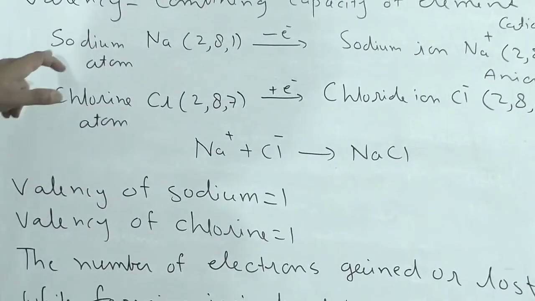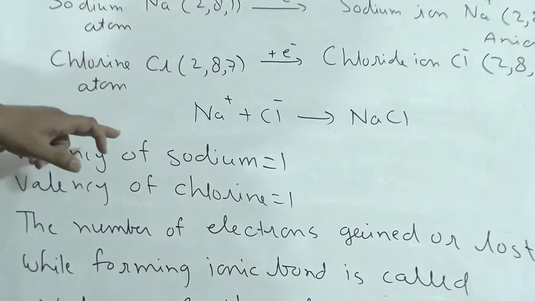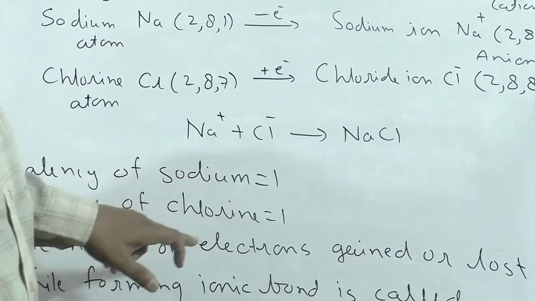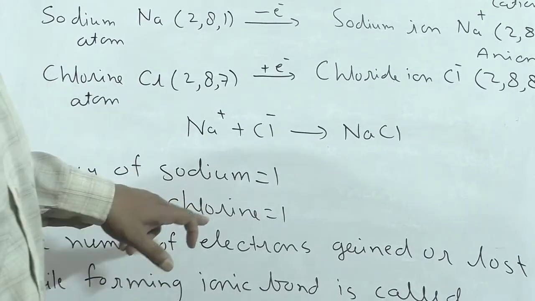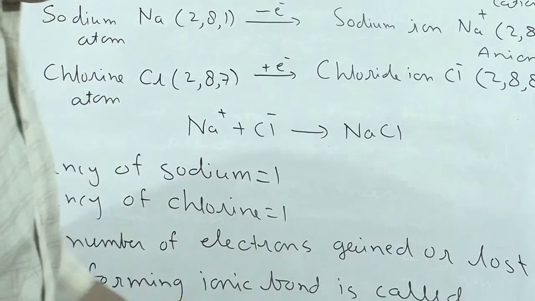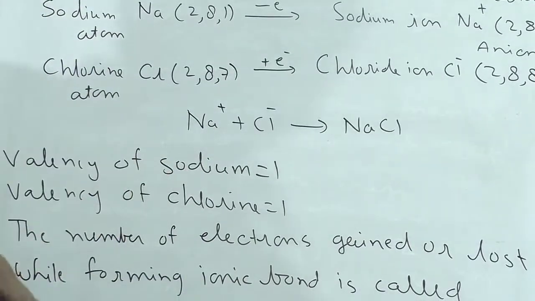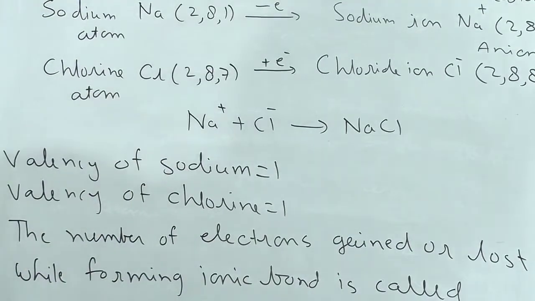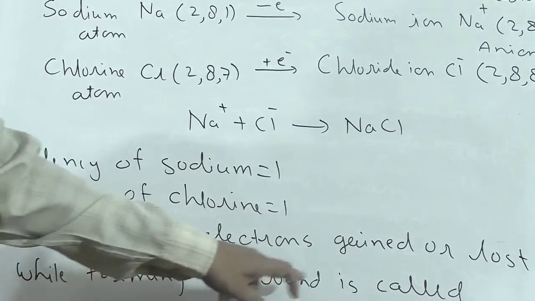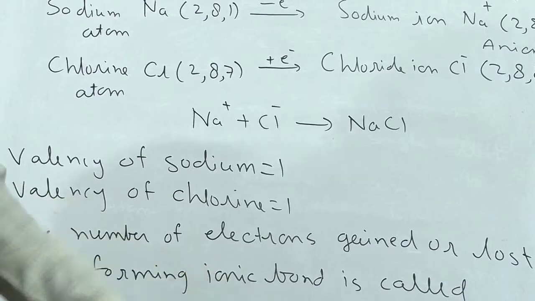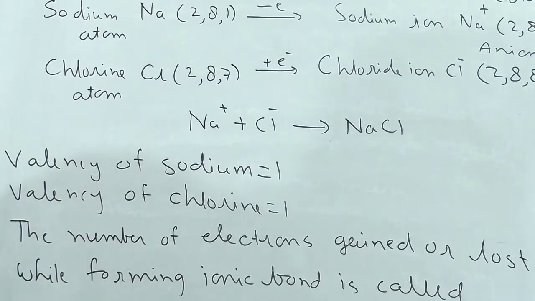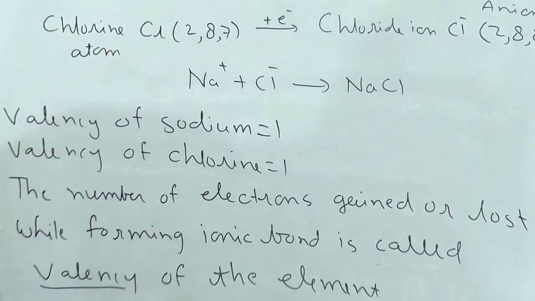This is the reason also. Sodium here loses one electron, so the valency of sodium is 1. Chlorine gains 1 electron to complete its octet, so the valency of chlorine is 1. So this is the definition of valency: the number of electrons gained or lost while forming an ionic bond is called the valency of the element. Combining capacity. Getting it? Valency is combining capacity.